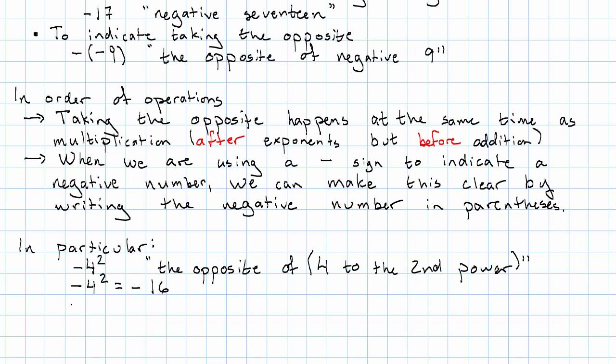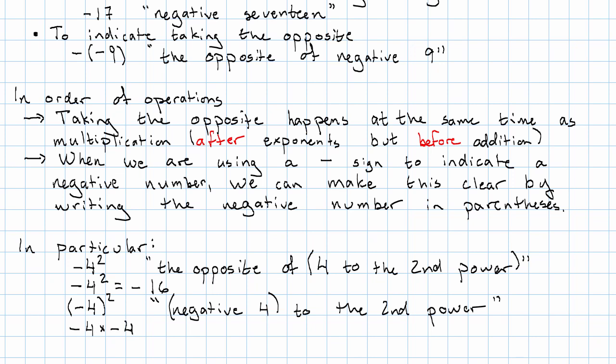On the other hand, if I write negative 4 in parentheses to the second power, that means the number negative 4 raised to the second power. In other words, 2 copies of negative 4 multiplied together. A negative times a negative is positive. If we want to actually do arithmetic to a negative number, rather than taking an opposite at some point, it's important to include that negative number in parentheses.